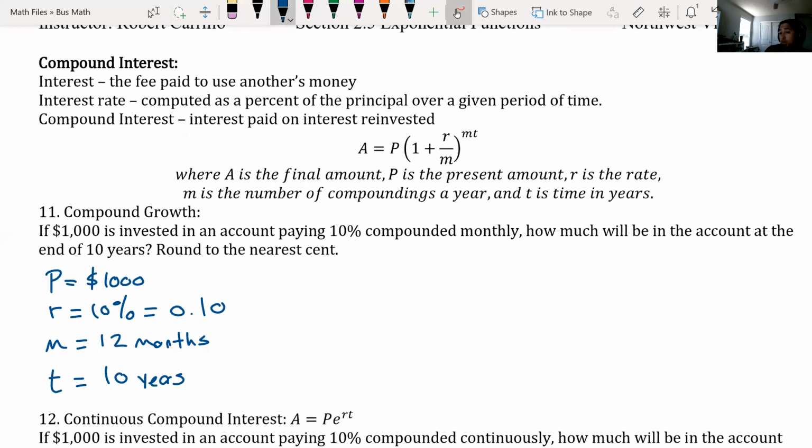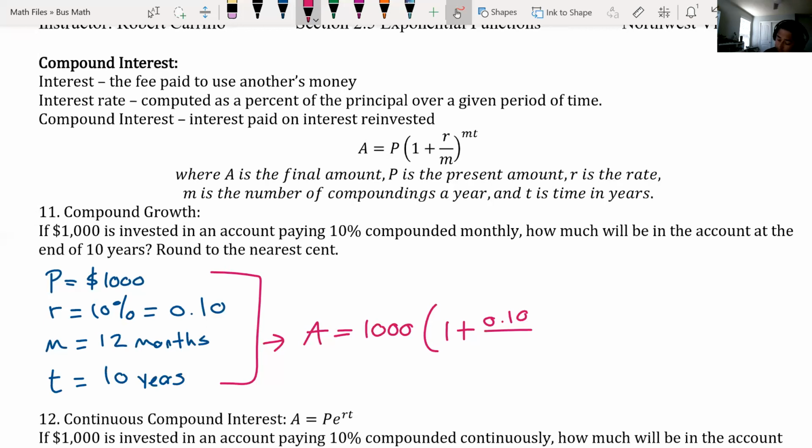Okay, so let's put it all together. And we're going to get A equals 1,000 times 1 plus the rate, 0.10, over the number of compoundings, 12, raised to the number of compoundings times time. So raised to the 12 times 10.